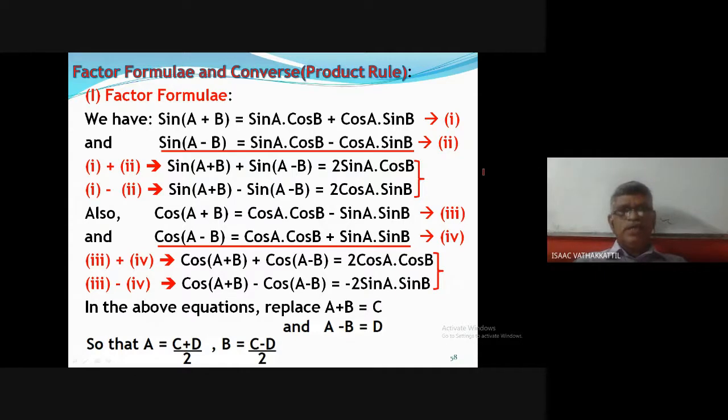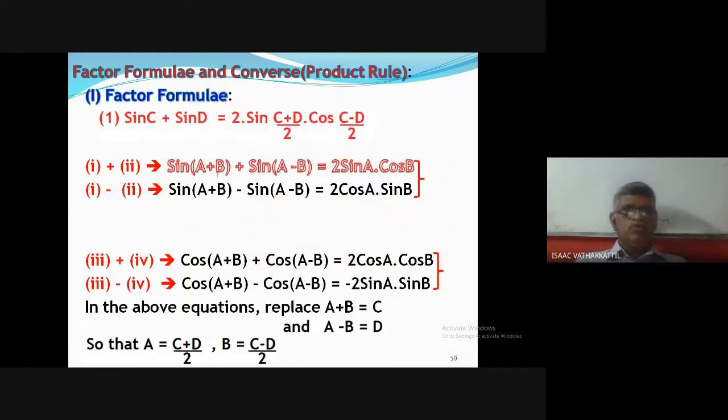So this first one will be read as sin c plus sin d equals 2 sin((c+d)/2) into cos((c-d)/2). A is here, (c+d)/2. And sin c minus sin d will be 2 cos((c+d)/2) into sin((c-d)/2). That's what I'm going to read. Sin(a+b) plus sin(a-b), that is sin c plus sin d, equals 2 sin((c+d)/2) into cos((c-d)/2).